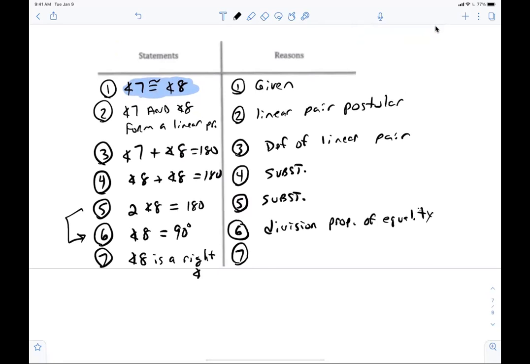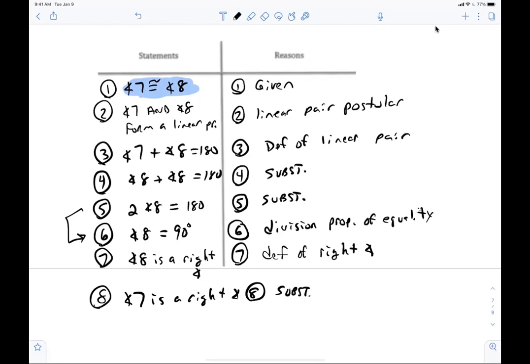And that, of course, is the definition of right angle. And if angle 8 is a right angle, then what? Angle 7 is a right angle. And we can just do what again? Substitution. Okay, so in your head, that's what you've been doing, but you just never had to write that down. Does everybody agree with me?